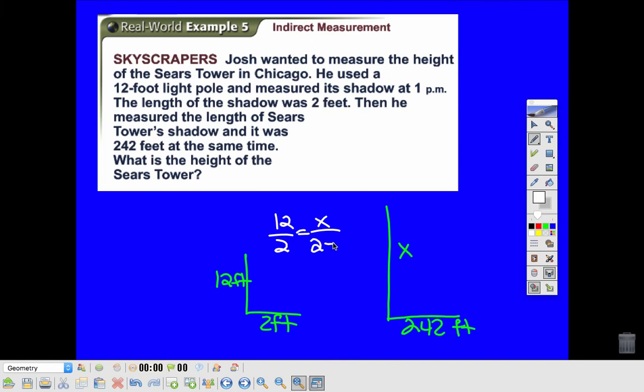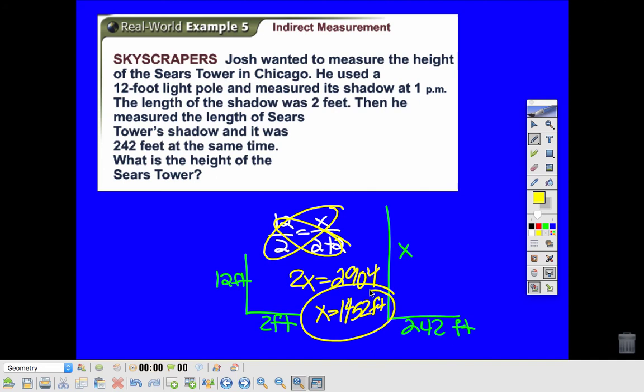So then we can set up a proportion. 12 over 2 must be equal to x over 242. Solve it however you want. We can just do cross multiplication. So when we do that, we get 2x is equal to 12 times 242. Let me get my calculator. That is 2,904. And then you can divide by 2. So x would equal 1,452.